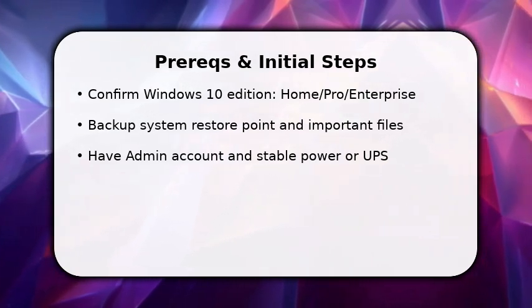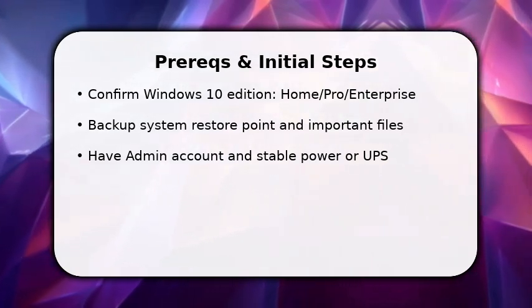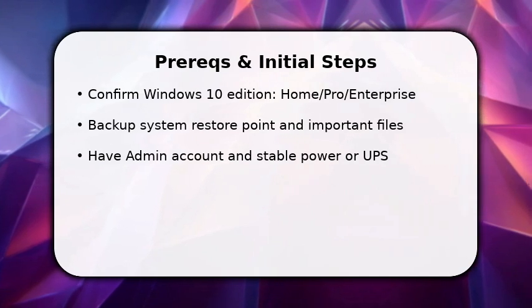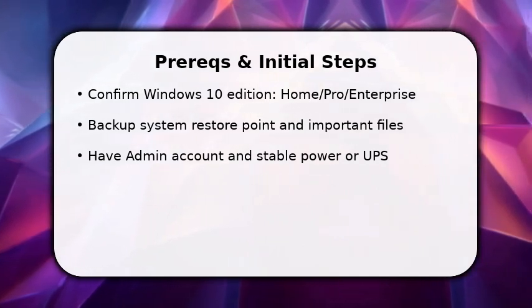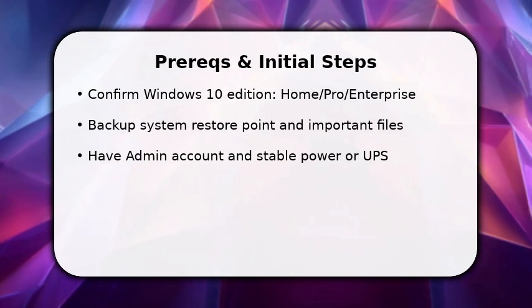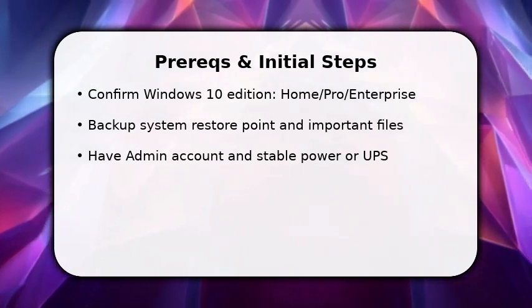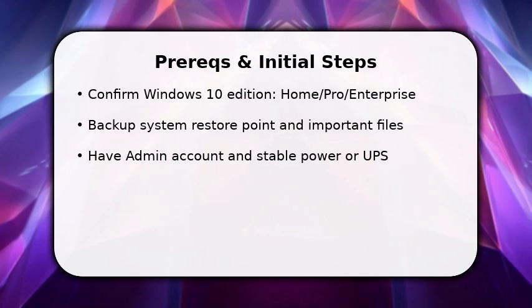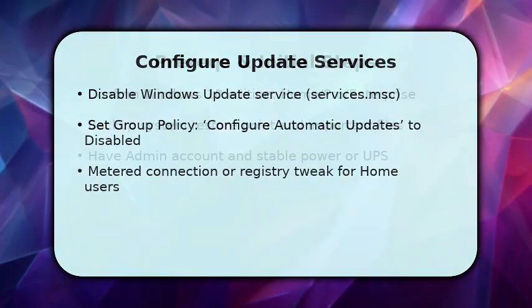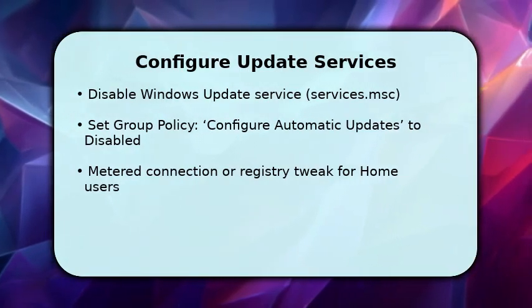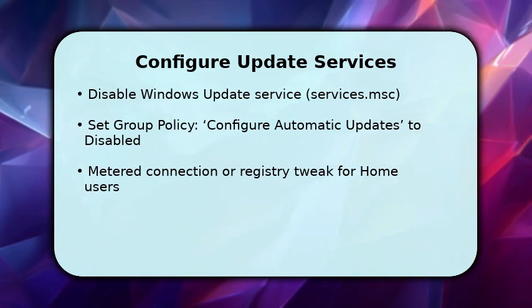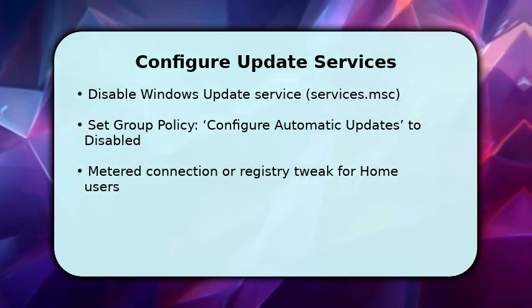Now open Settings, go to Update and Security, and pause updates immediately to buy time while you prepare the more permanent controls. Next, you'll stop automatic downloads by editing services and policies. Open Services.msc, find Windows Update, set Startup Type to Disabled and stop the service. This prevents the background agent from running.